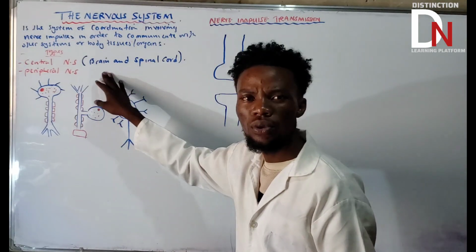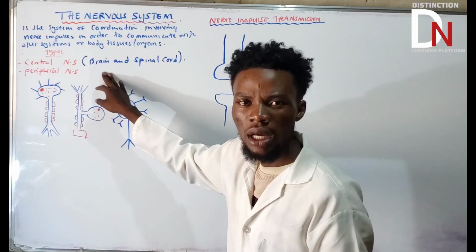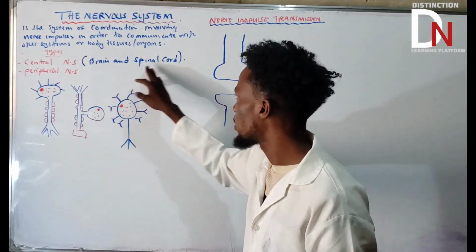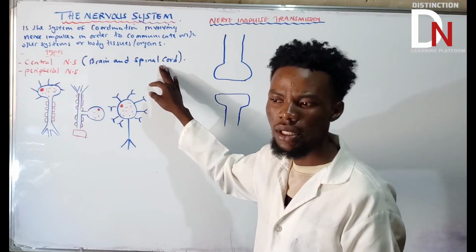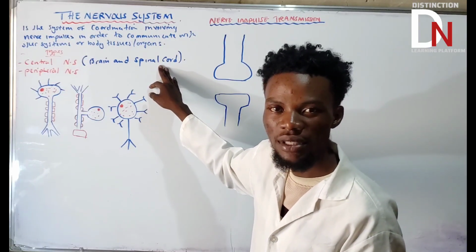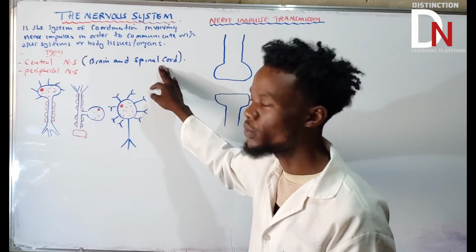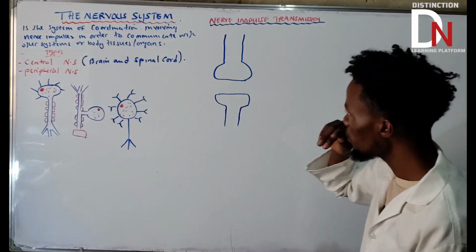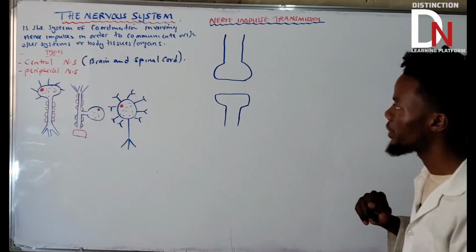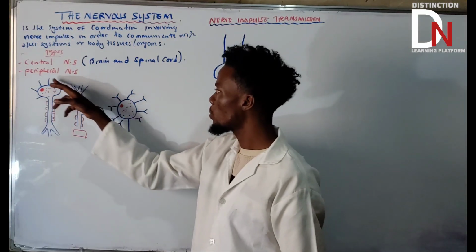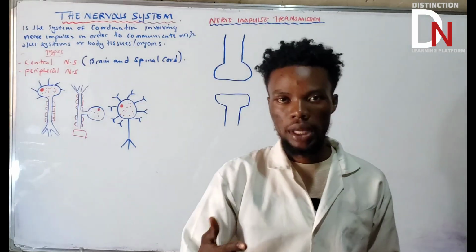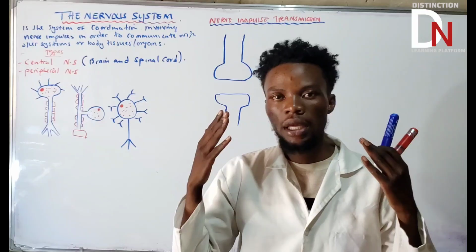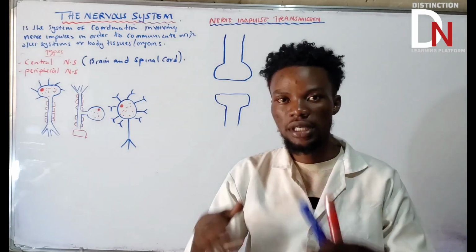For the brain, we will talk about the forebrain, midbrain, and hindbrain. The spinal cord we will also talk about, including its structure and everything exciting about it. So this is the brain and spinal cord. Then let's go to the other one, peripheral. The moment you say peripheral, it means away from the brain, away from the central.